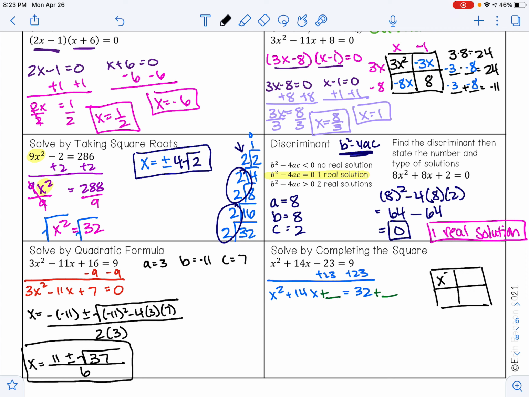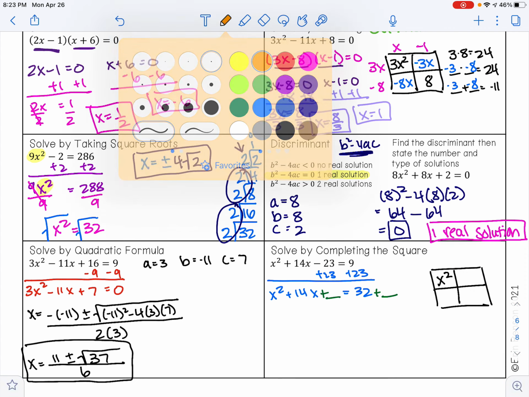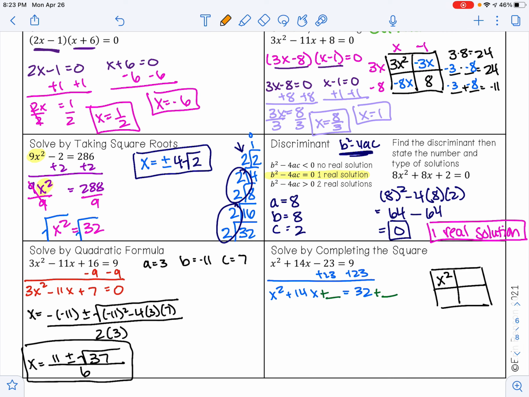So my first term goes in the first box. I want this box to be a square and not a rectangle. So I need to cut this term in half. 14x divided by 2 is 7x. The greatest common factor of my top row is x. The greatest common factor of my left column is x. X times 7 would give me a 7x in this top box. And x times 7 would give me a 7x in this bottom box.